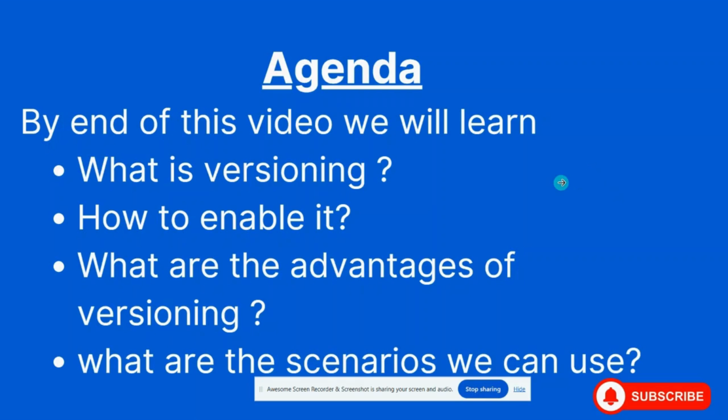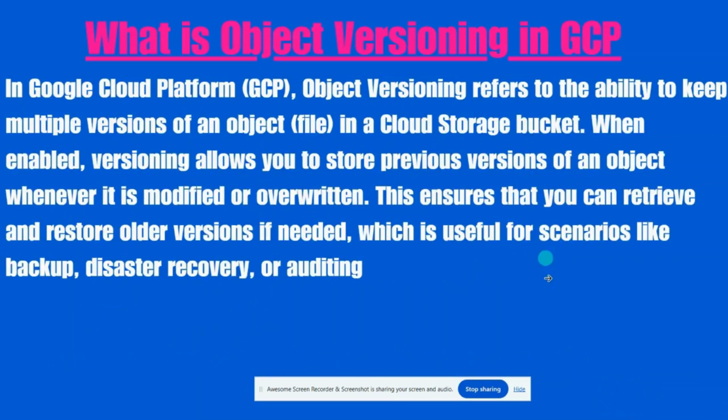Versioning is one of the major features when you are using any cloud technology, whether it's Azure, GCP, or AWS, because it is a major part of disaster recovery. Let me move to the in-depth of object versioning in GCP.